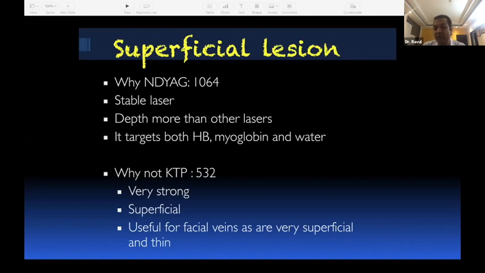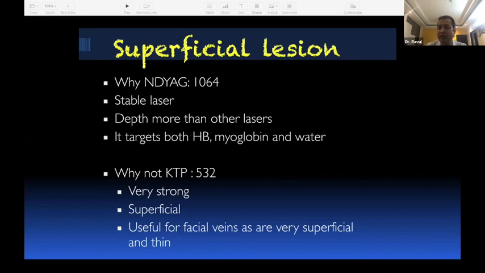And there is a basic difference between facial veins and varicose veins. If you look into the facial veins, the width of the vein wall is approximately 5 to 10 micrometers.